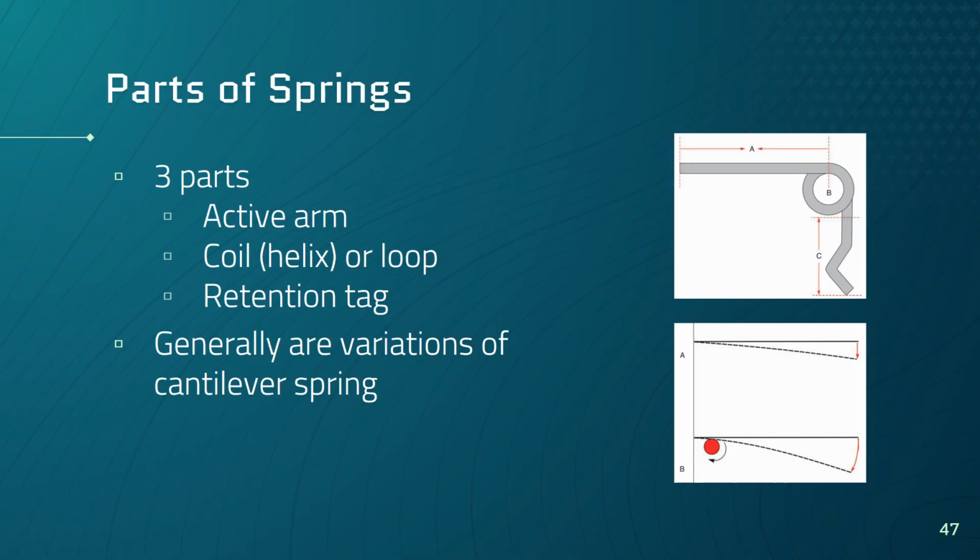Now, the spring has three parts. One is the active arm, number two is the coil or loop, and number three is the retention tag. Generally, all springs are variations of the cantilever spring. Now, this is a cantilever spring where the wire is attached only at one end and the other end is free to move.